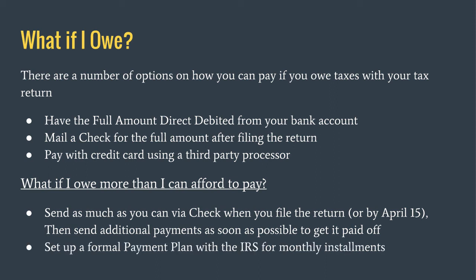The other option is you can set up a formal payment plan with the IRS for monthly installments, but I will warn you that once you have set up this payment plan and you have set your monthly minimum payment, there is no missing a payment. There is nothing you can do. You have to pay that minimum amount. Otherwise, you go into massive default, and the IRS can do a lot of really not nice things to get their money, and they will.